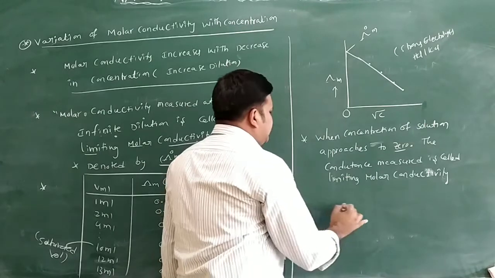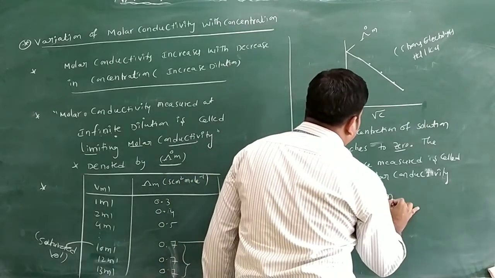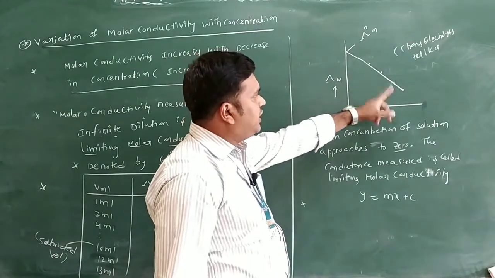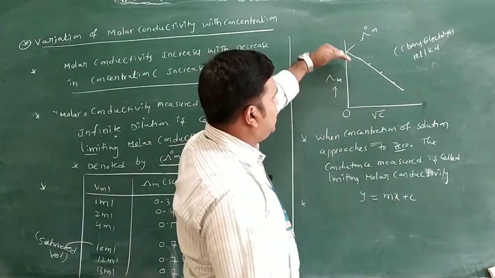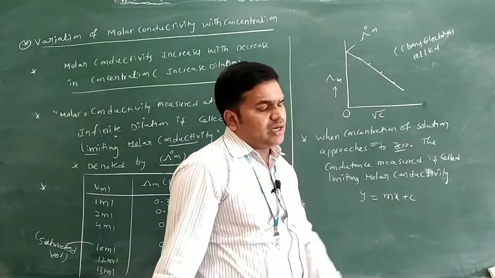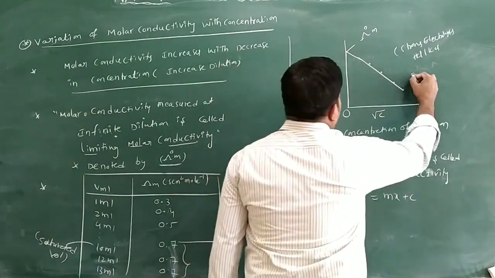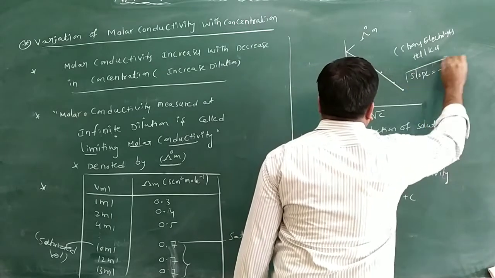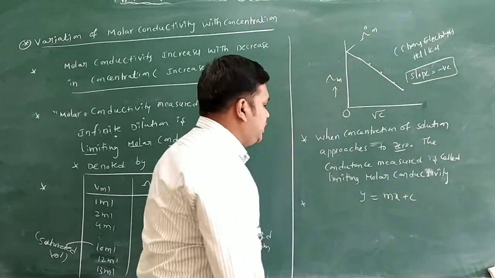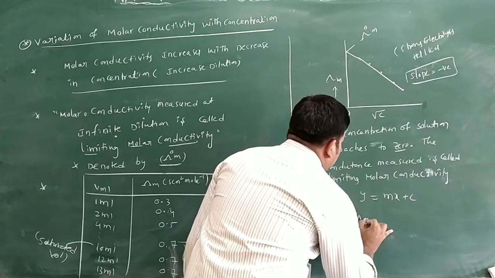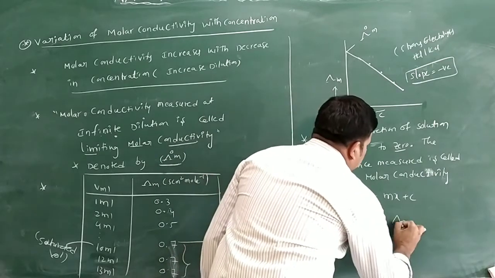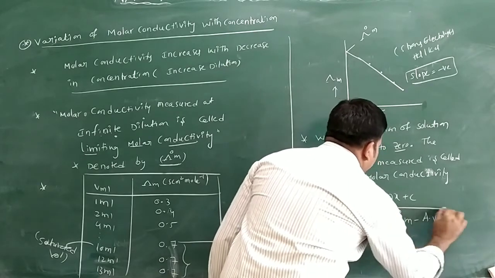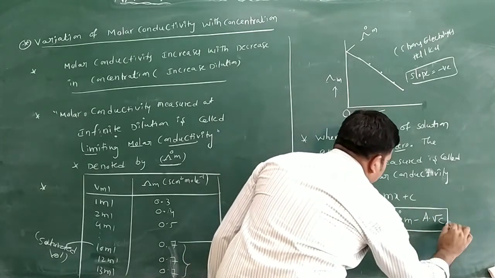From this I will write one mathematical expression for this graph. y is equal to mx plus c. The slope we are getting is a negative slope, because you can see the graph is going downwards. From this I write: molar conductivity is equal to limiting molar conductivity minus A into square root of c.